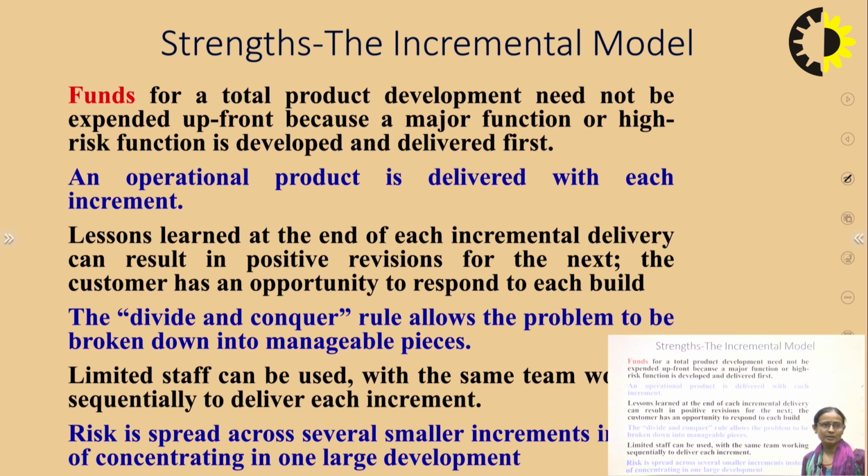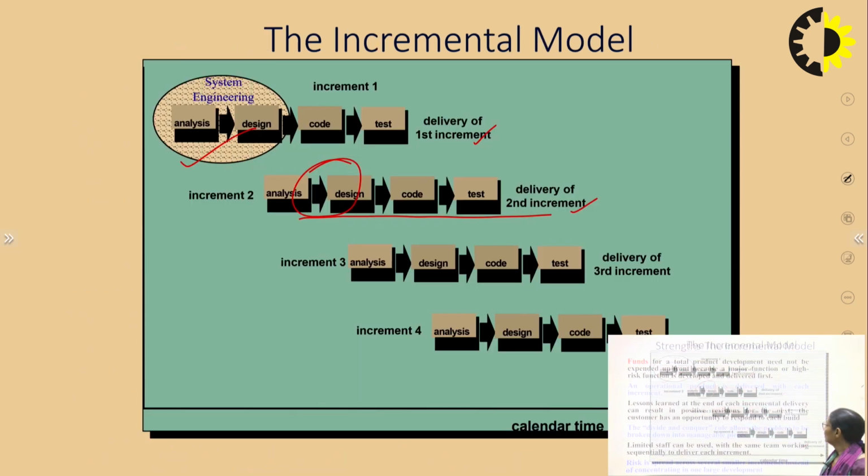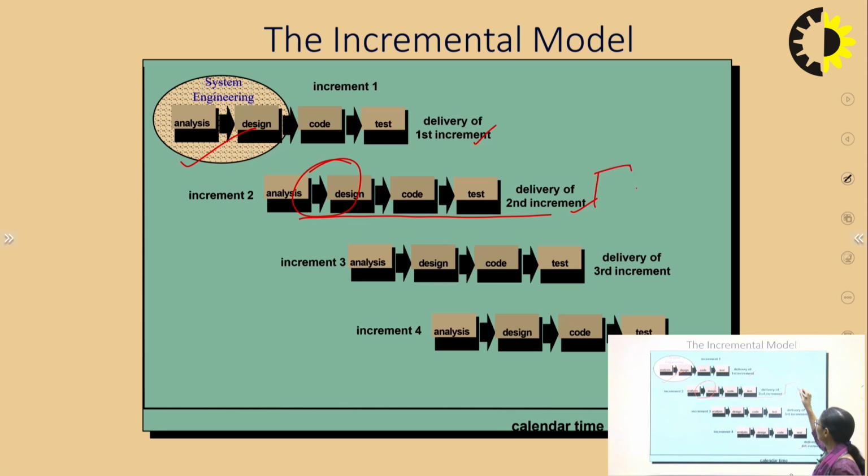What are the strengths of this approach? Funds for a total product development need not be expended up front, that is during the initial time, because a major function or high risk function is developed and delivered first. An operational product is delivered with each increment, that is at the end of each increment, whatever you get, you can work on this. It is a working project or a working prototype that you get at the end.